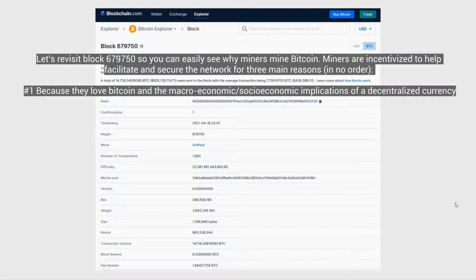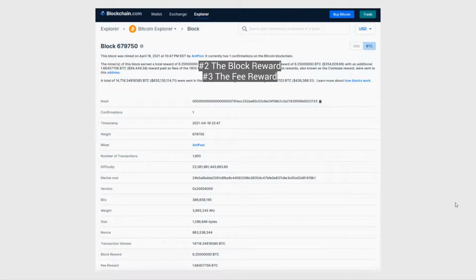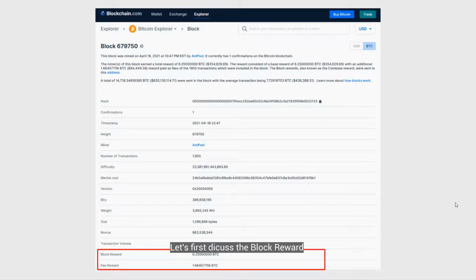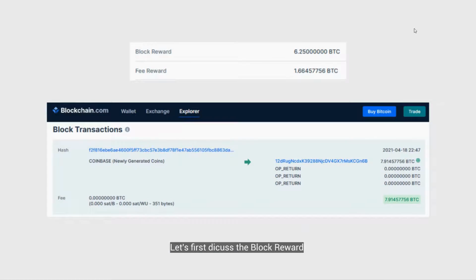Let's revisit block 679,750 so you can easily see why miners mine Bitcoin. Miners are incentivized to help facilitate and secure the network for three main reasons. In no order they are: number one, because they love Bitcoin and the macroeconomic and socioeconomic implications of a decentralized currency; number two, the block reward; and number three, the fee reward. First, let's discuss the block reward.